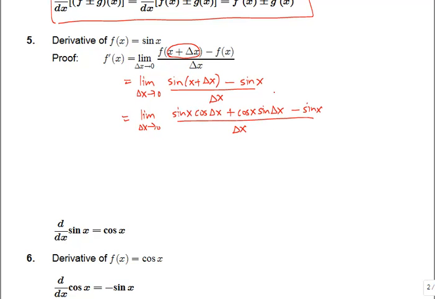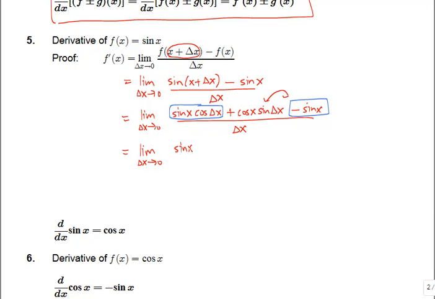So now we have all of this. What I'm going to do next is do a little bit of rearranging. This term here and this term here both have a sine of x involved. So what I'm going to do is group those two together, and I'm just going to do that by the commutative property. I'm going to switch these two terms around.